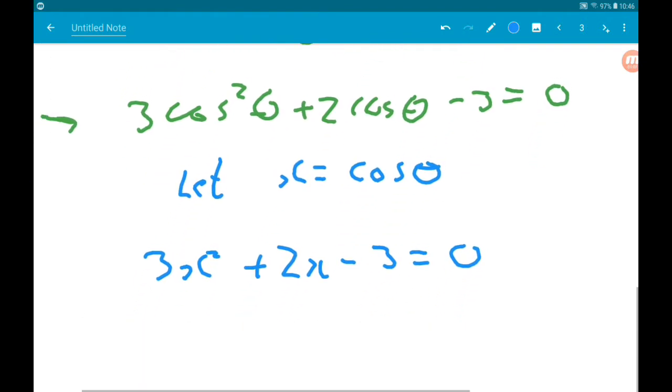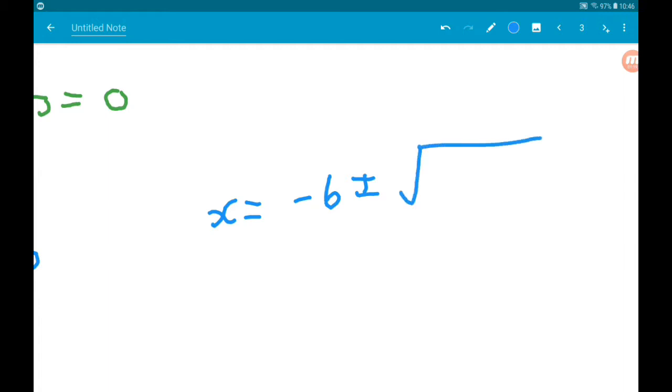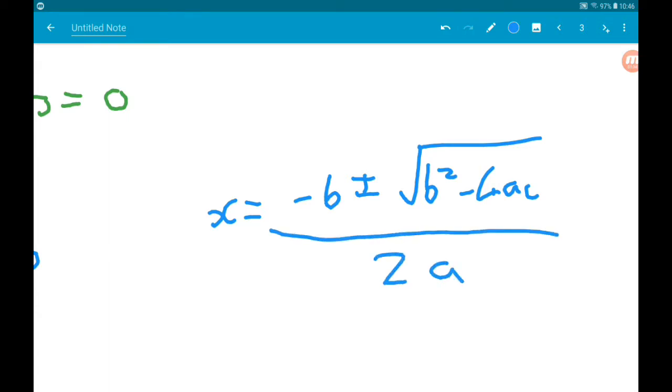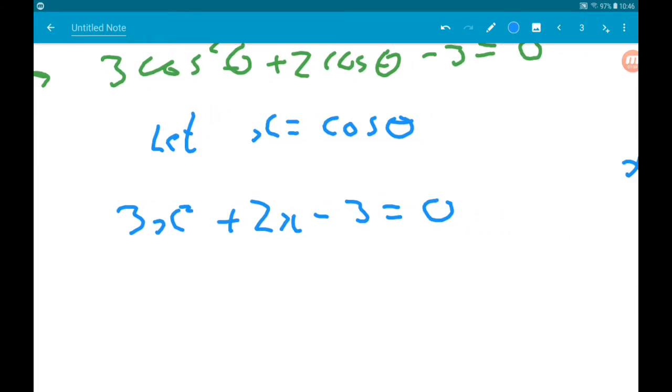Okay, so the formula, remind you, is x equals minus b plus or minus the square root of b squared minus 4ac, all over 2a. So for us, a is 3, b is 2, c is minus 3.